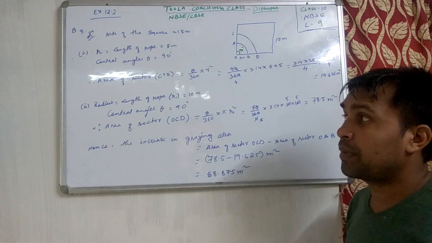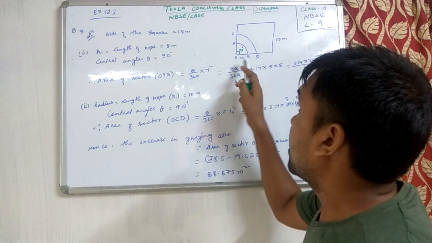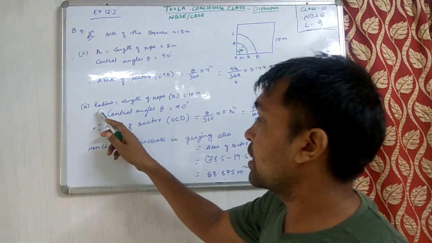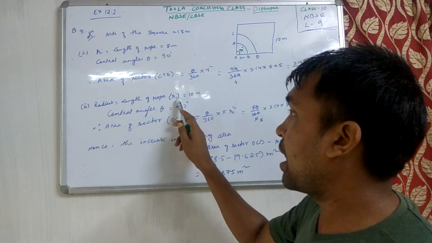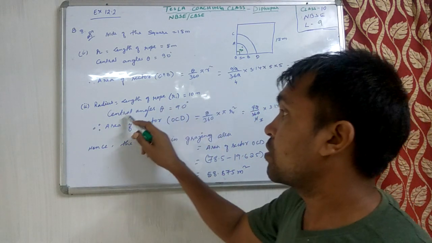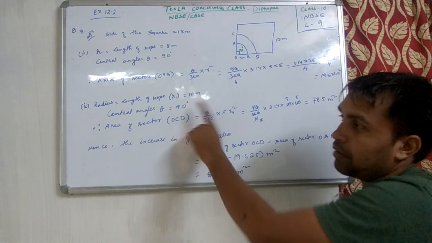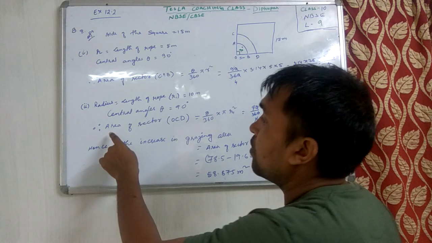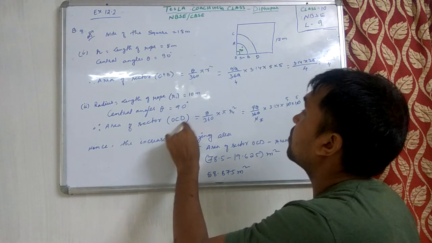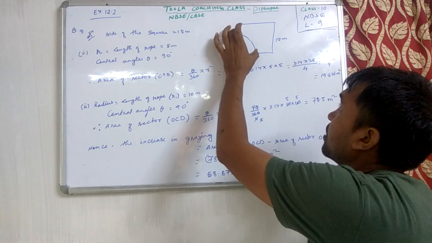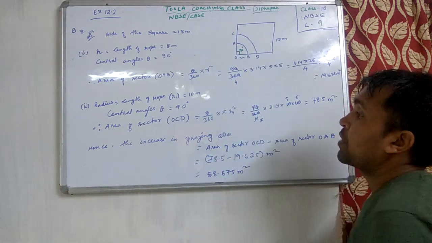Now coming to the second part of the question. Now the length of the rope is how much? 10 meter. So we are writing here radius equal to the length of the rope, R1, that is 10 meter. The central angle will be the same, only 90 degree. So we have written here theta equal to 90 degree. Now therefore the area of the sector OCD, this section, the bigger one, OCD. So it will be what?